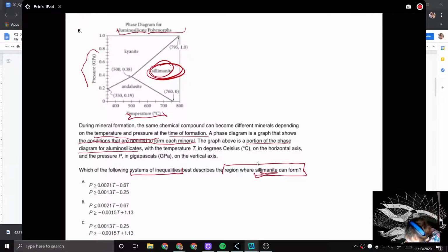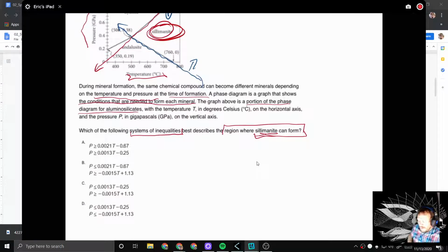Looking at the graph, I can see that I've got a line here, and I've got another line right here, and sillimanite is all the points above that line and below that line. So if I can write the equation for both of those lines, then I can use those equations to create my system. This problem might be particularly receptive to using the answer keys, right?